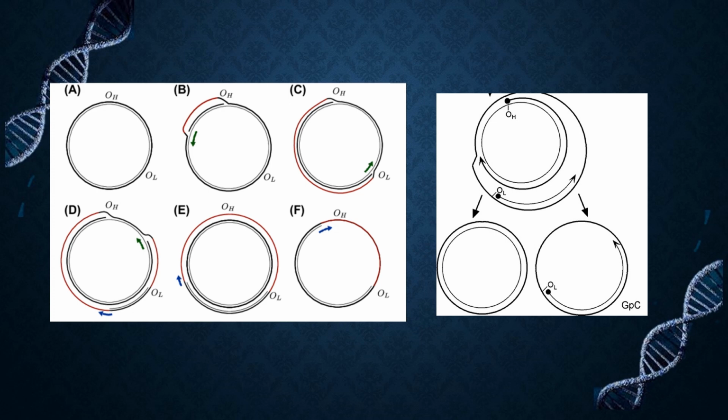So the replication in mitochondria by the strand displacement model is unidirectional, asynchronous, asymmetric, and continuous. And also there is no Okazaki fragment formation here. So that's all about the strand displacement model of replication.